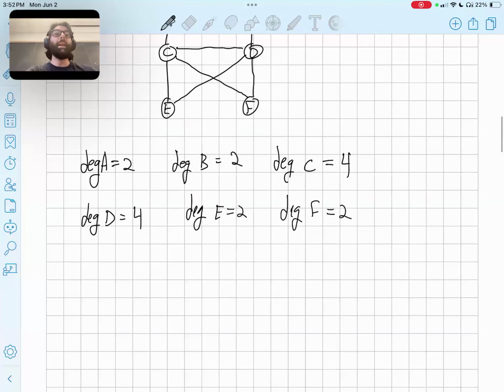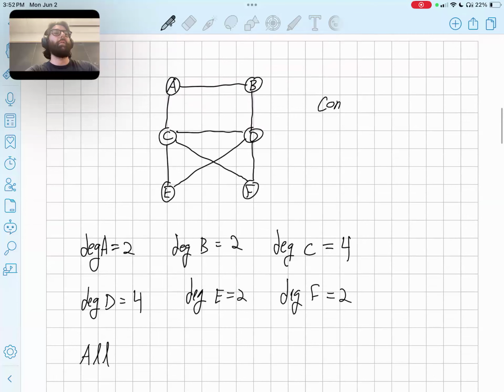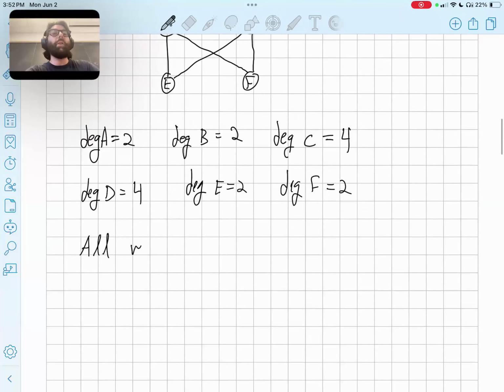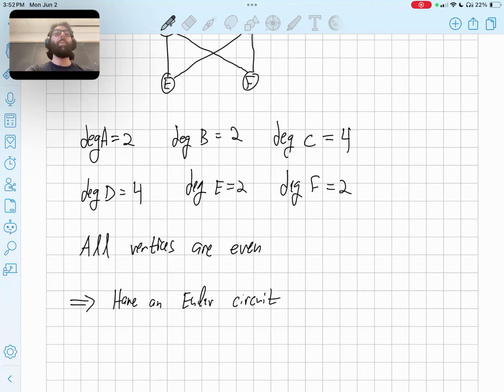Okay, and so we see, I should write, this is connected. Again, I'll let you verify that. All vertices are even, and so that tells us by our theorem that we have an Euler circuit. And when we have an Euler circuit, it doesn't matter which vertex we start on. We can start on any of them.